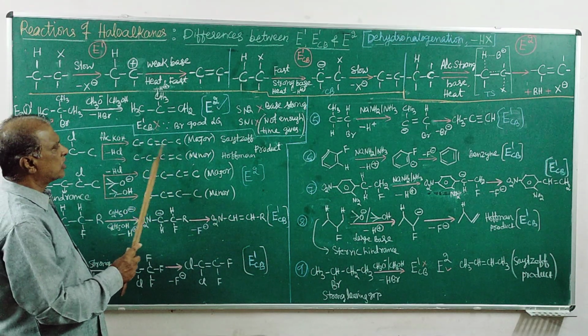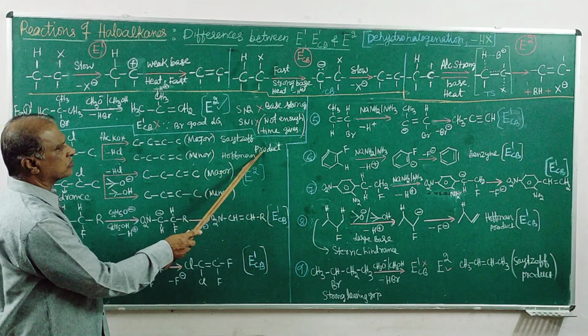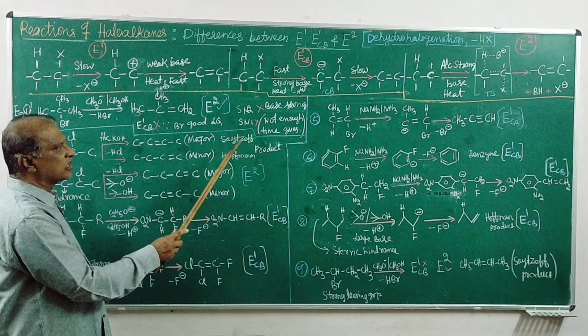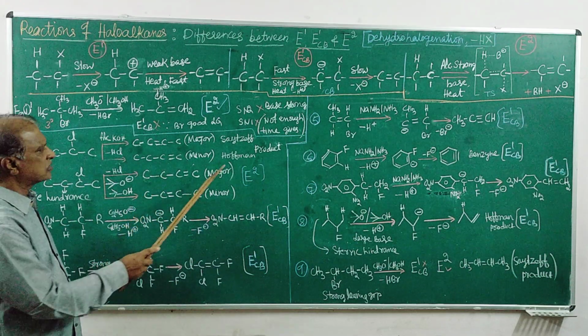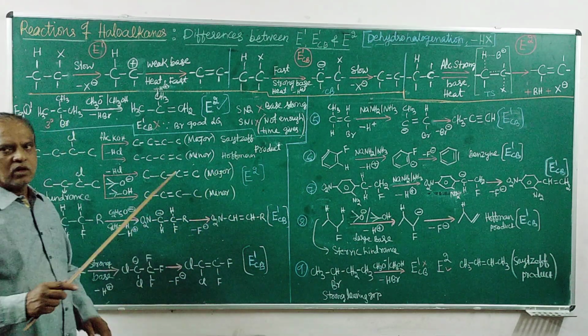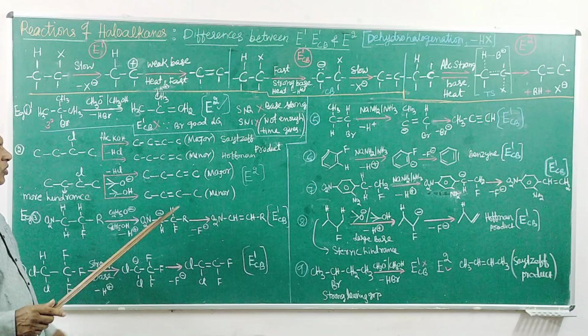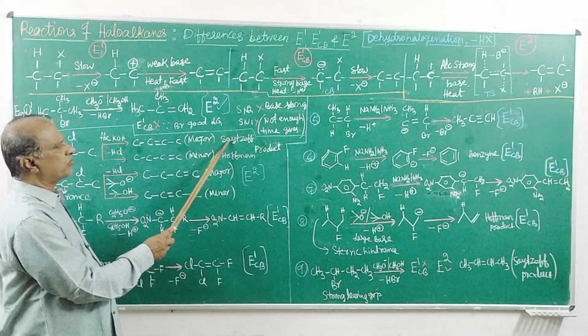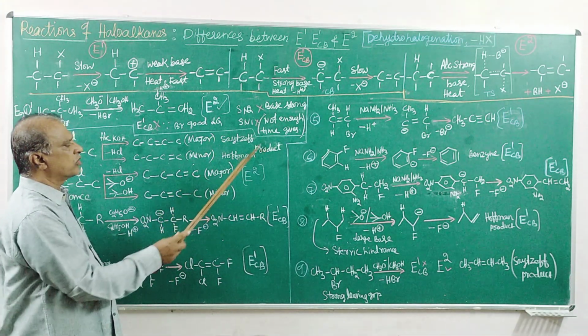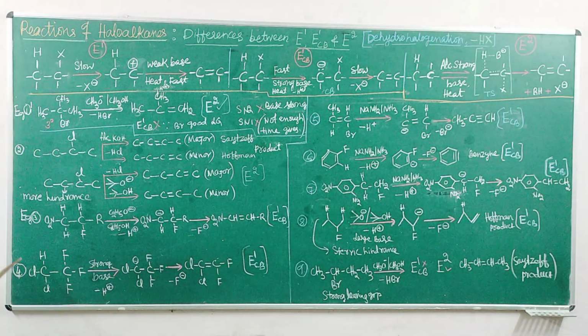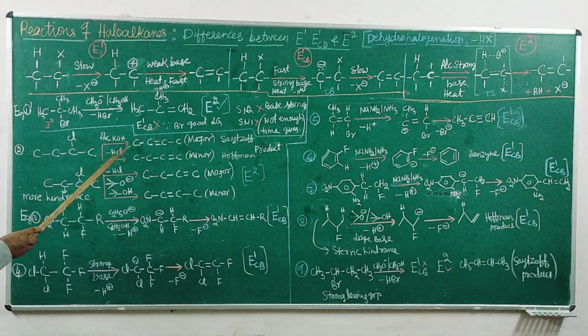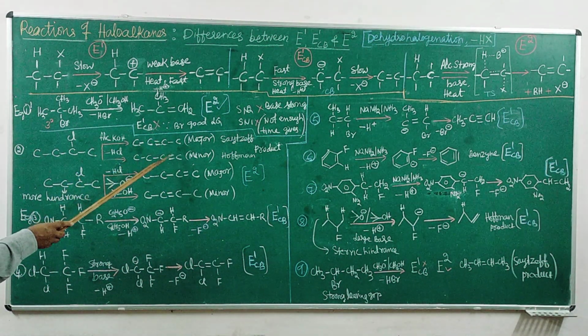Usually this compound is called the Saytzeff product. The stable alkene is called the Saytzeff product, and the less stable alkene is called the Hofmann product. You know on what basis? I already told you in the last class: the Saytzeff product is a stable compound, and the Hofmann product is a less stable compound. So by this reaction you get these two isomers, major and minor.